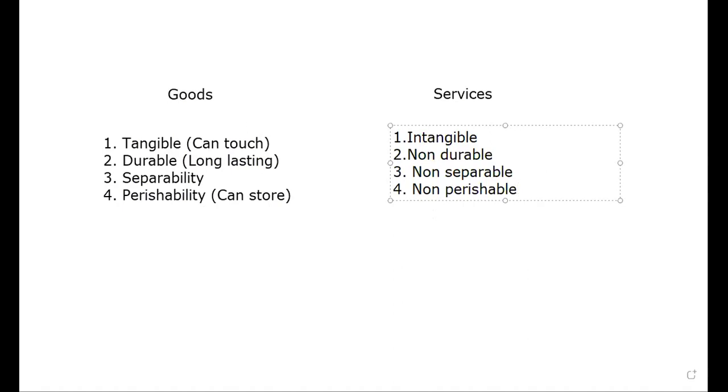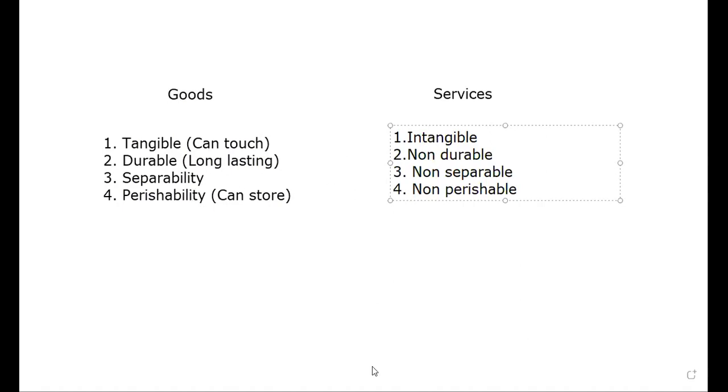That means services differ from person to person. Service provider to service provider is different. Teacher to teacher, the teaching style is different. Doctor to doctor, the treatment style is different, right? Lawyer to lawyer, the presentation is different. Engineer to engineer is different. So there is diversification. That is another thing: goods are standardized, services are not like that.